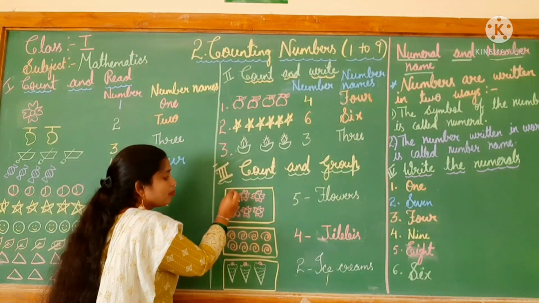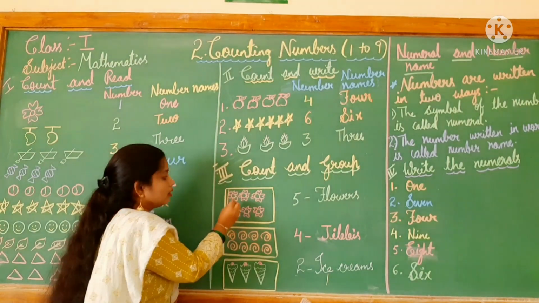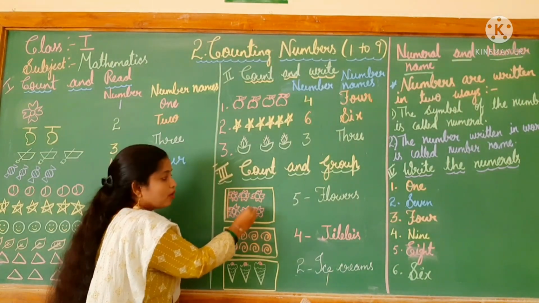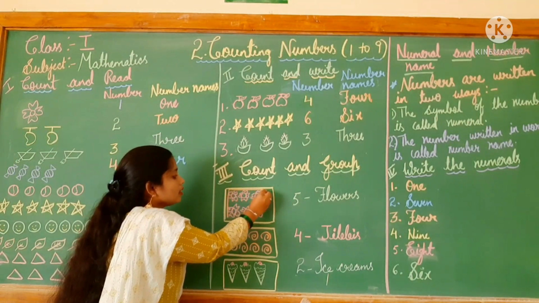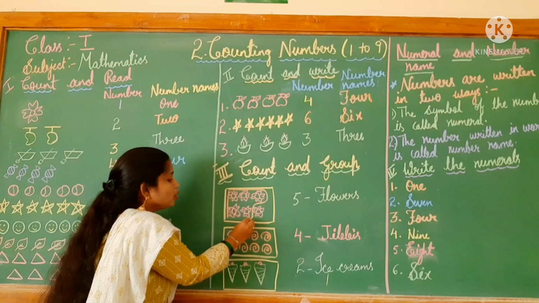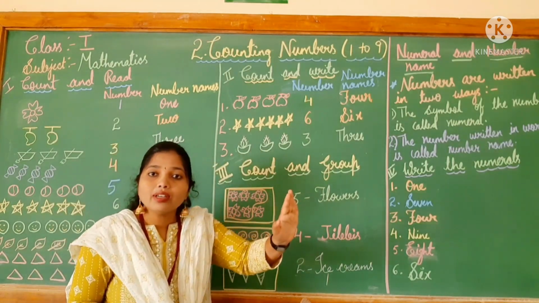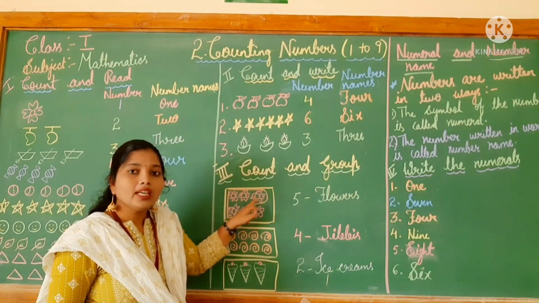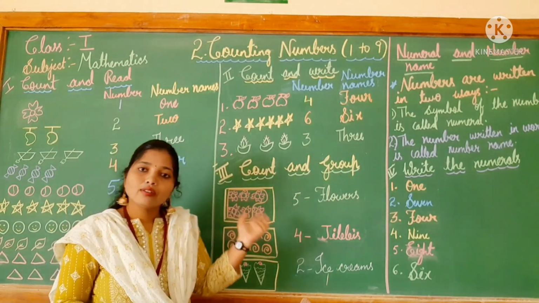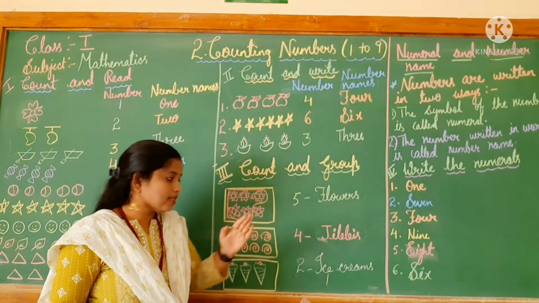So children, this is 1, 2, 3, 4, 5, which means up to here we should group like this. See, we should make a group. So the question is, only 5 flowers we should group. We have grouped 1, 2, 3, 4, 5. We have grouped 5 flowers.